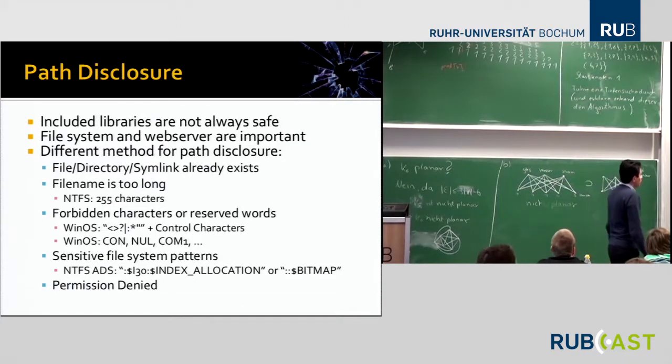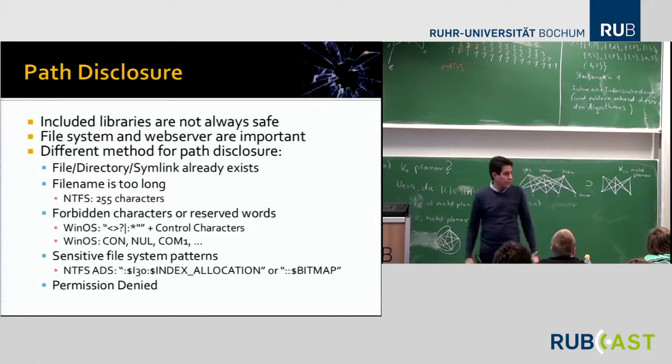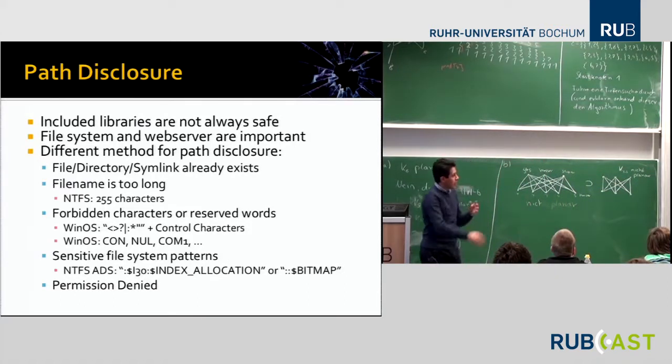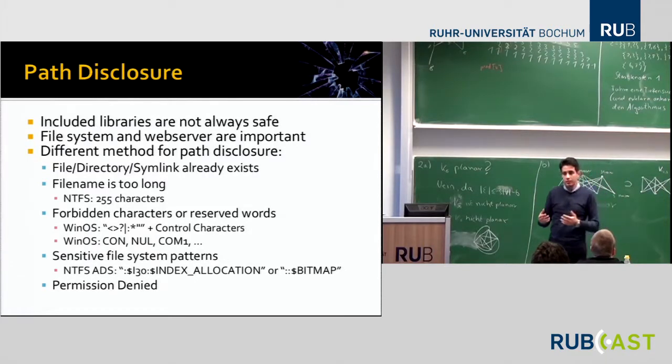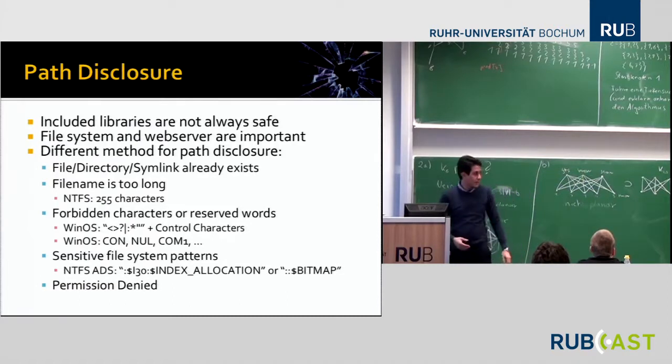In Windows, for example, those characters are forbidden, like con, null, com1, prn, something like that. These are forbidden files. So when you want to upload them to the server, it may say, I can't do this because access is denied, or there is a problem on the file system. And also, you may be able to do the same thing by using sensitive file system patterns.